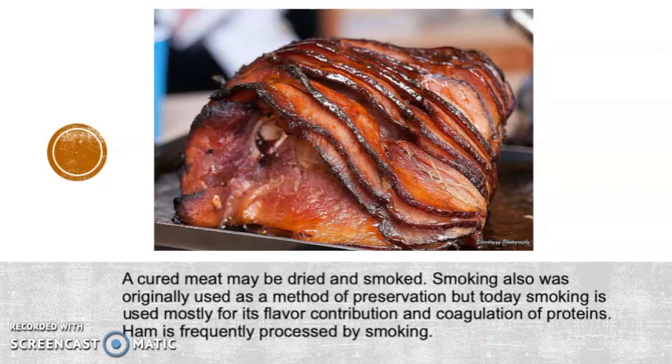A cured meat may be dried and smoked. Smoking was originally used as a method of preservation, but today smoking is used mostly for its flavor contribution and coagulation of proteins. Ham is frequently processed by smoking. Slow smoking is preferable since the extended period enables more drying to occur on the surface. Drying is responsible for much of the preservative action of smoking. The smoke contains compounds having antiseptic properties which destroy the microorganisms present in meat. Smoking also prevents rancidity in meat.